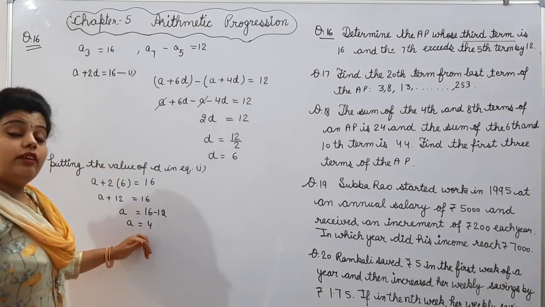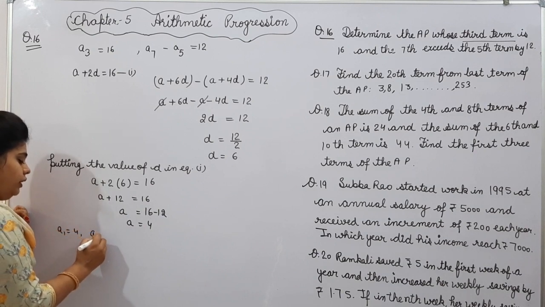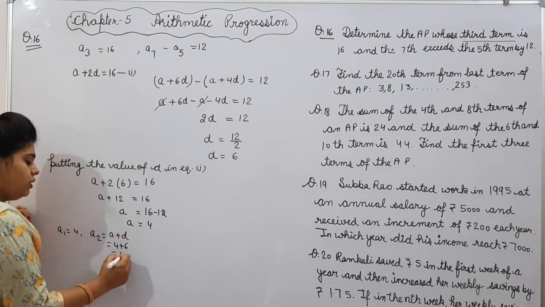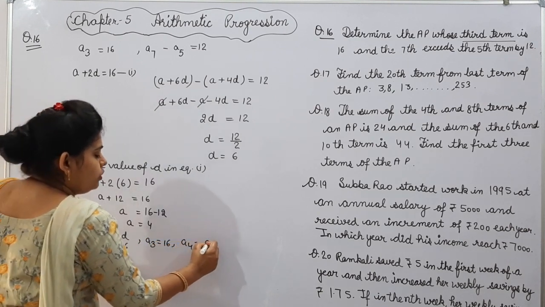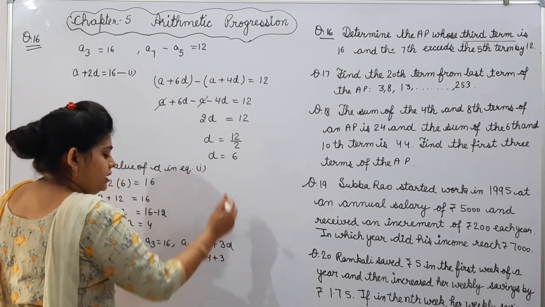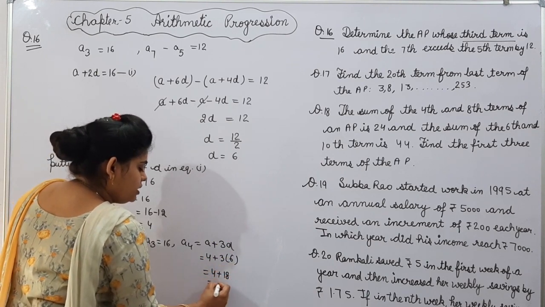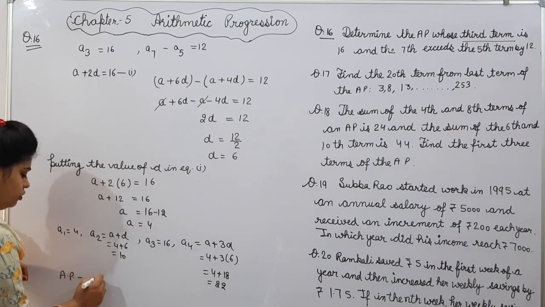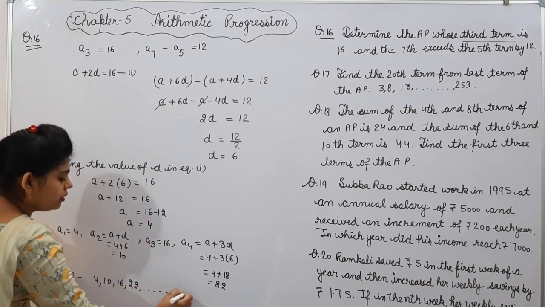So from here we get the value of the first term. Now for the AP we require A1, which is equal to 4. A2 is equal to A plus D, which means 4 plus 6, and it is equal to 10. A3 is equal to 16, which is given. A4 will equal A plus 3D, and A is 4 plus 3 into D, which is 6. 4 plus 6 threes are 18, which means 22. Now the AP is 4, 10, 16, 22 and so on.